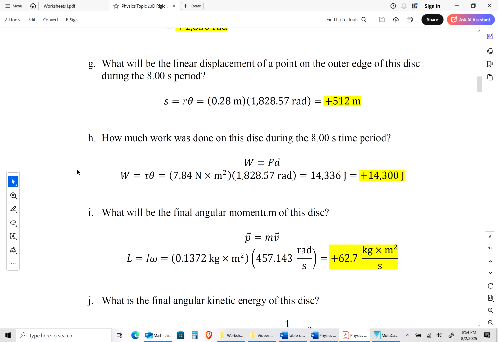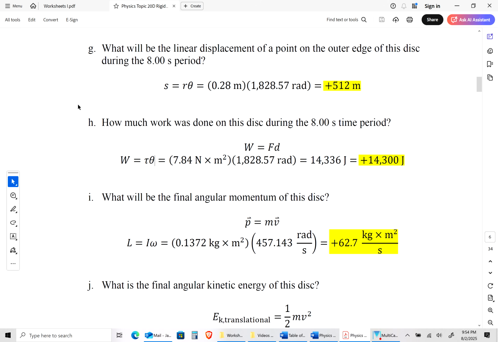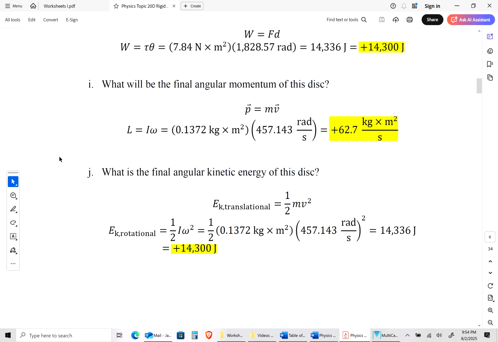Part H, how much work was done on this disk during the 8-second time period? It says work. It's equal to FD. But we have to translate that to what? Torque times theta. F becomes torque, D becomes theta. Part I, what will be the final angular momentum of this disk? P equals mv, so now it's L equals I omega. Part J, what is the final angular kinetic energy of this disk? 1/2 mv squared becomes 1/2 I omega squared.